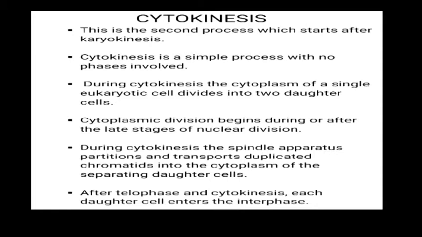We know in karyokinesis there are 4 stages: prophase, metaphase, anaphase and telophase. But cytokinesis is a simple process. There are no phases. During cytokinesis, the cytoplasm of a single eukaryotic cell divides into 2 daughter cells.